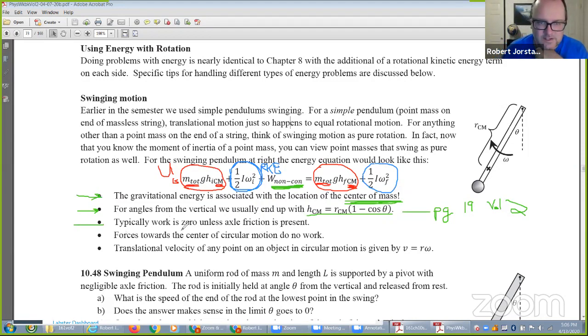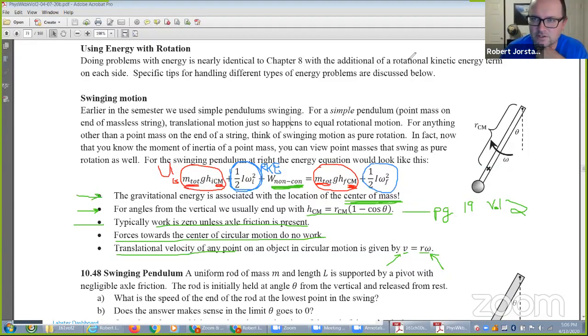This is what I was saying. The work is 0 because we're going to ignore axle friction. Forces towards the center of motion do no work. And then sort of what Jay was talking about earlier, I think it was Jay or maybe it was Jerry. The translational velocity of any point is given by V equals R omega. Remember, every point is going to be swinging with the same RPMs, the same omega, but every point is going to have a different V. Points farther out on the rod have to travel a greater distance to cover the same angle.